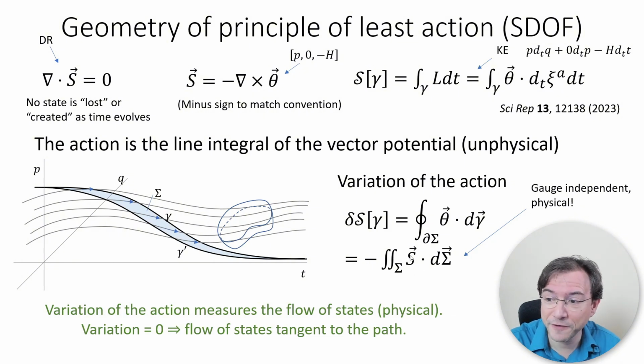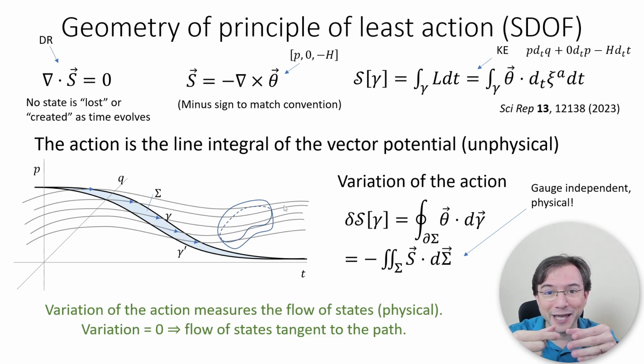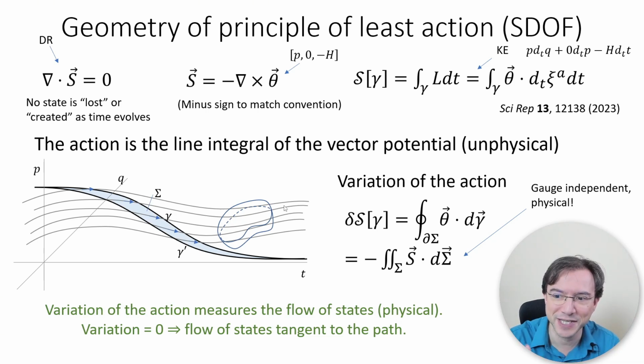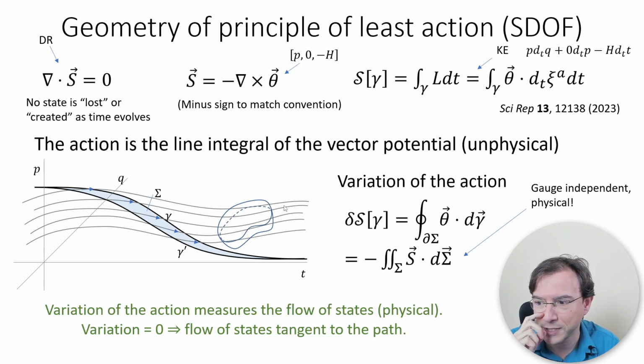So now we have that the flow is going to be zero for any variation if the path is an actual trajectory, because if the path is an actual trajectory, then the flow is always tangent to that trajectory, and therefore if you take any surface with a small variation of that path, there is not going to be any flow that goes through. The flow that goes through is zero, and therefore the variation of the action is always zero.